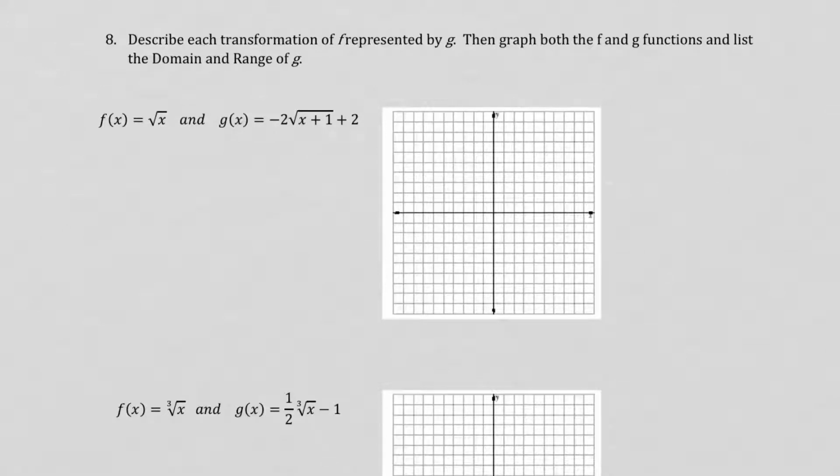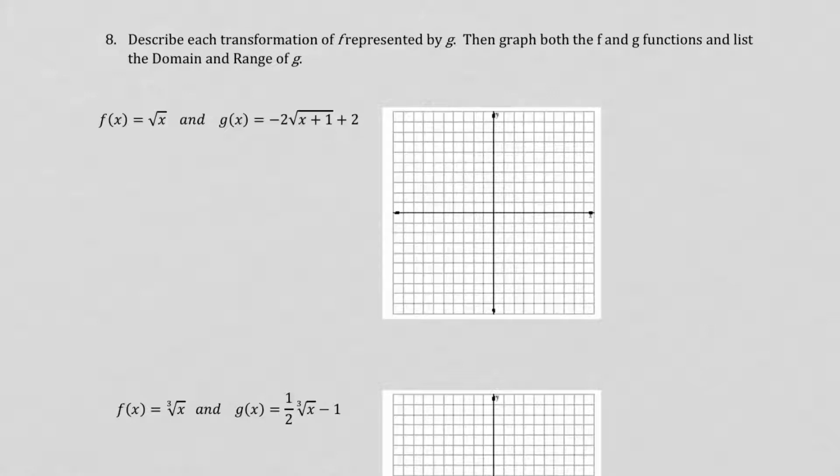Okay, this is the third page for the Chapter 5 review. It wants us to describe the transformation of function f represented by g, and then graph both of the functions and list the domain and range of function g. If you look at both f of x's here, this one and this one, those are the parent functions. So it has the parent square root function and parent cube root function. And we can go ahead and just graph those to start with.